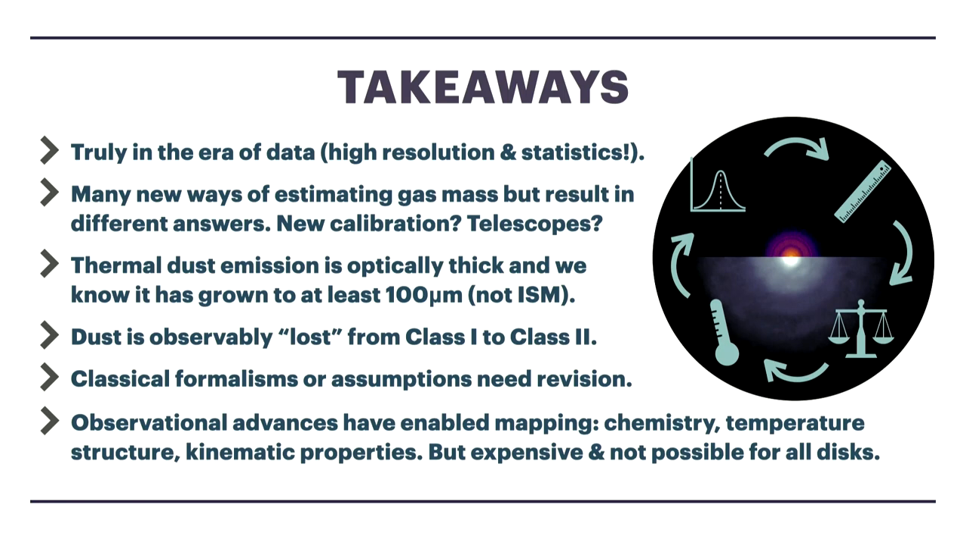The thermal dust emission: there are a lot of uncertain parameters behind interpreting the dust emission as a mass. It is quite optically thick, but we do know dust is growing. It is no longer interstellar in size. It's at least 100 microns in size. We see a lot of dust lost from Class 0, the very young stages, to the older stages. So something is actually happening to that dust, and we need to make predictions for where it's going to understand its evolution in time. Many of the classical formalisms or assumptions we use need revision, including how we convert masses, how we measure radii. But it's not hopeless. We just have work to be done.